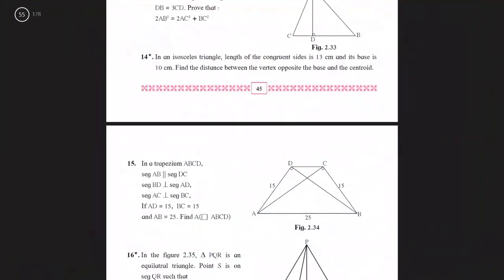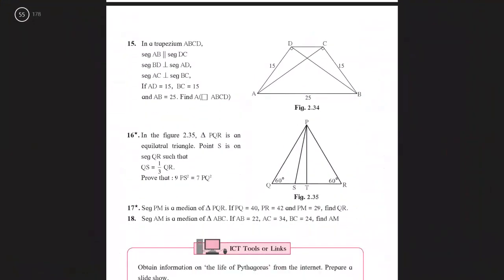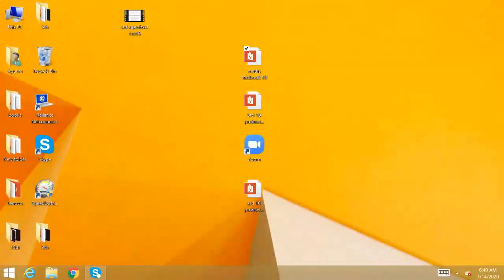Question number 15 says, you have a trapezium ABCD. Segment AB is parallel to DC. Segment BD is perpendicular to AD. Segment AC perpendicular to BC. AB is also given 25, you have to find area of the quadrilateral ABCD, which is a trapezium. So this is how we have to do it.